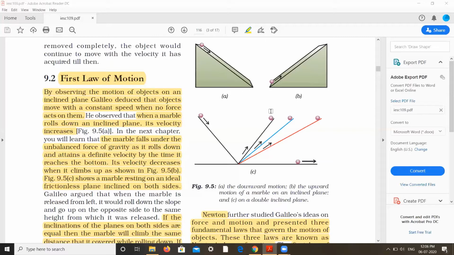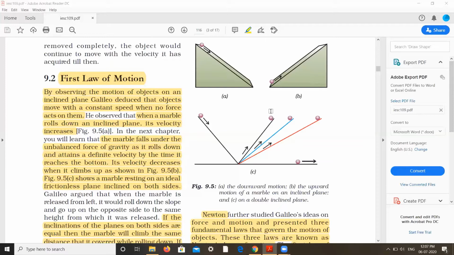It means that when the marble falls under the unbalanced force, यहाँ पे आपके जो force apply होंगे, that is an unbalanced force, because there is some kind of friction between the rolling object and the inclined surface. अगर आप a wooden surface भी assume करते हैं, then there is also some kind of friction between the marble and the inclined surface. So there is an unbalanced force of gravity as it rolls down.